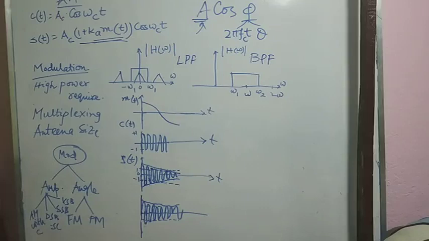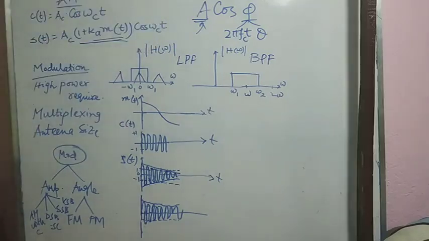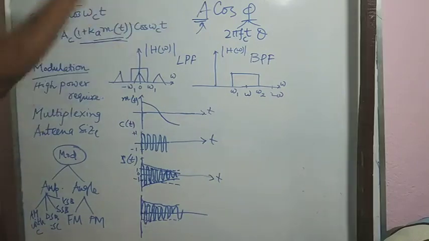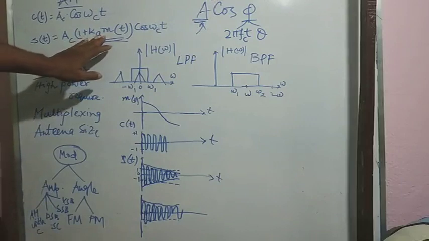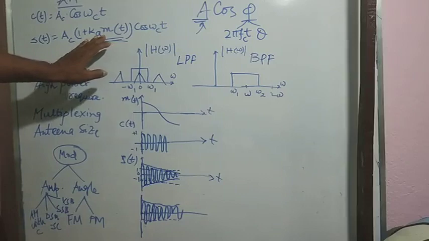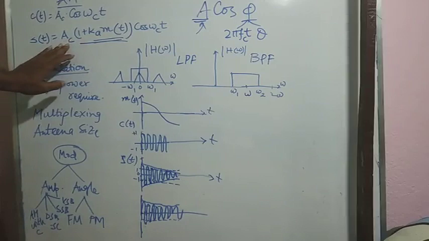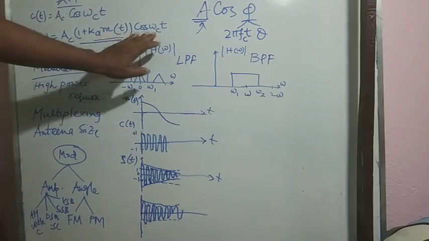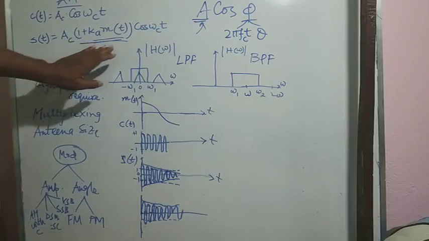But if the mod value of Ka m(t) is greater than 1, what will happen? Say at any instant Ka into m(t) is minus 1.2. So what will be the modulated signal? Ac(1 minus 1.2) into cos omega_c t. That means minus 0.2 Ac cos omega_c t.